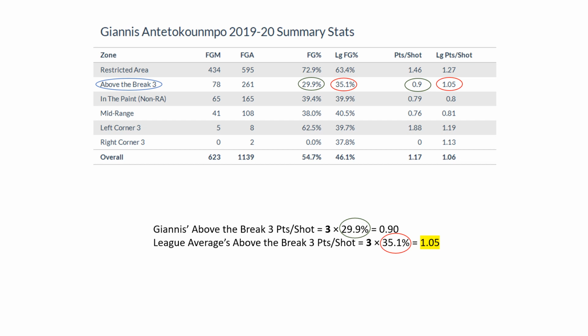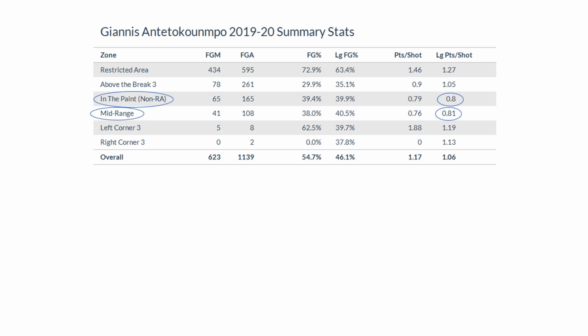While his left corner threes do have the highest points per shot with 1.88, he has only taken 8 shots there, so you can't conclude that he needs to start shooting more threes from the corner. Plus, that doesn't really fit his game, so it wouldn't make sense for him to do that.